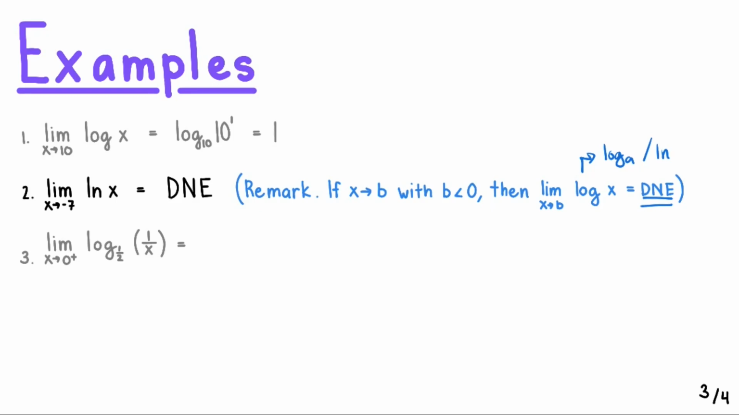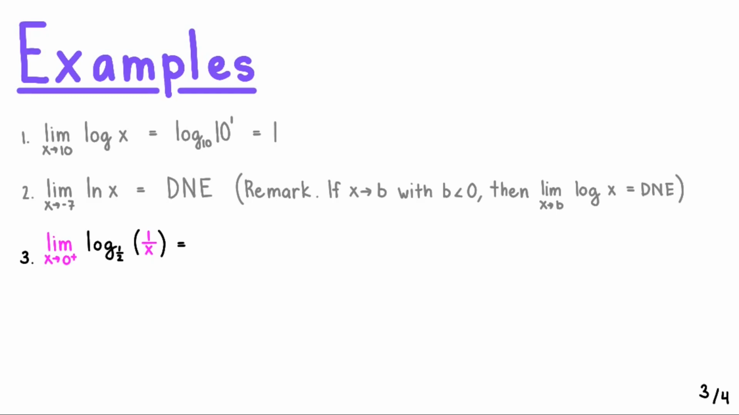And finally, let's have this last example. We have the limit of log of 1 over x as x approaches 0 from the right, and take note that this is of the base 1/2. So how do we answer this one? It's quite hard to see how this would work looking outside, but we can try to look inside first, the limit of 1 over x.